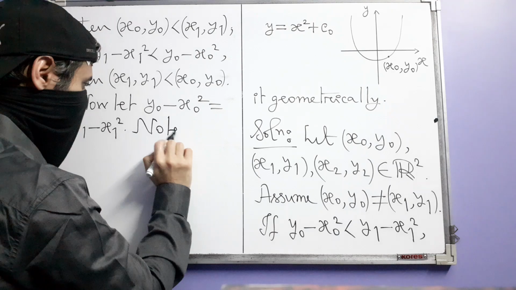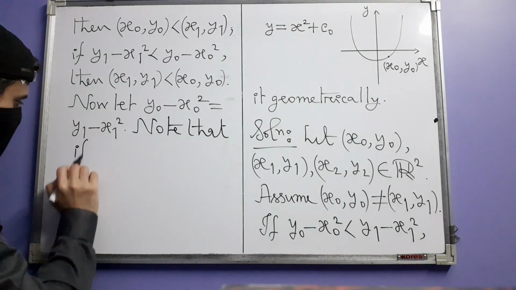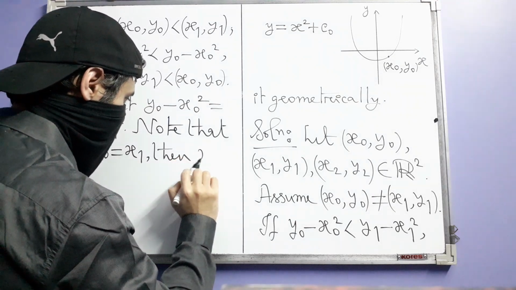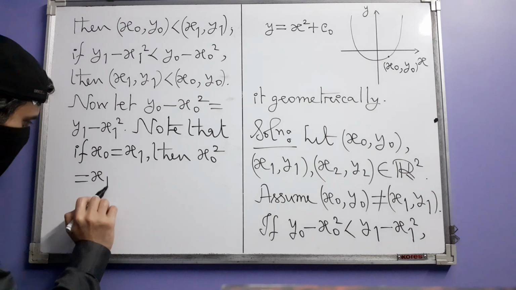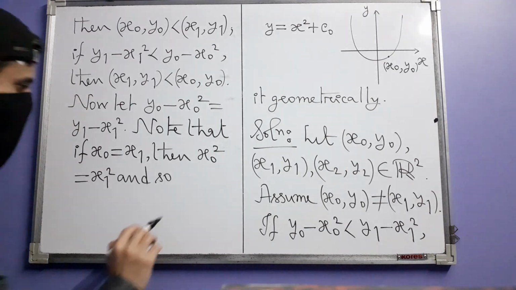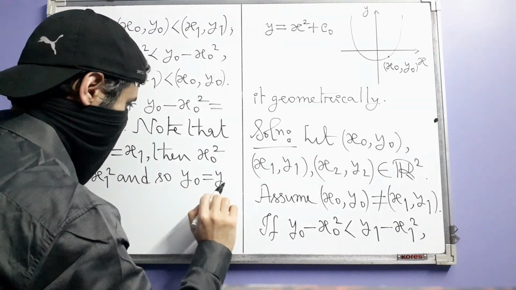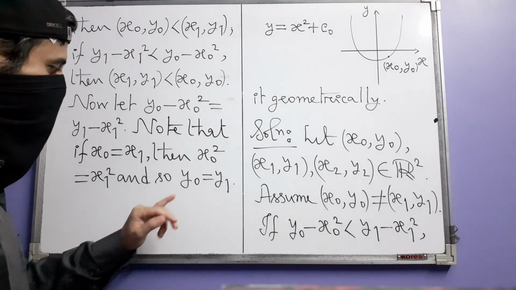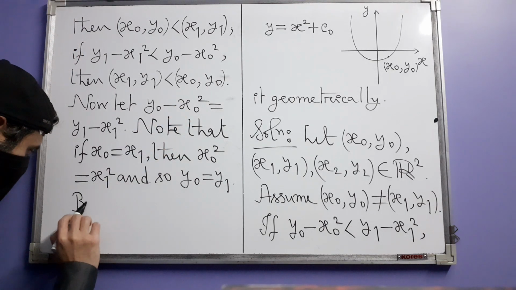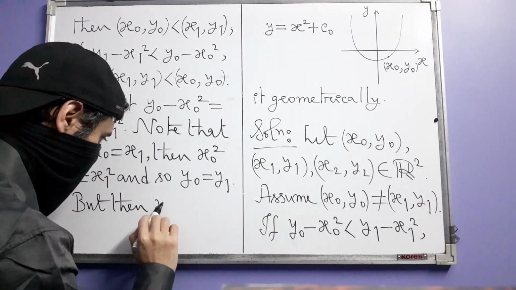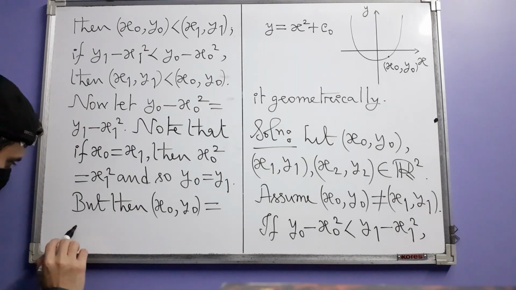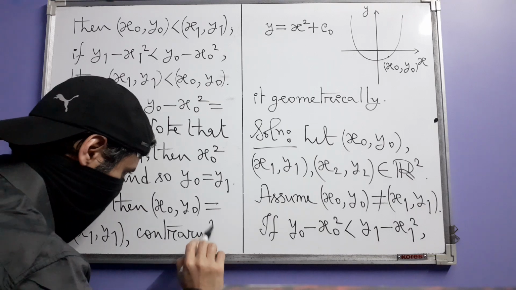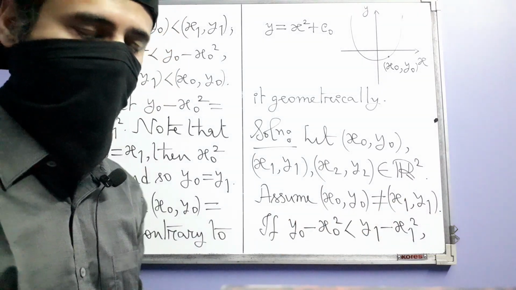Note that if x0 is equal to x1, then x0 square is equal to x1 square, and so y0 will also be equal to y1. Why? Because these two are equal. If x0 and x1 are equal, then cancelling that thing from both sides, you get y0 equal to y1. But then (x0, y0) is equal to (x1, y1), contrary to our choice that they are not equal, or contrary to our assumption.